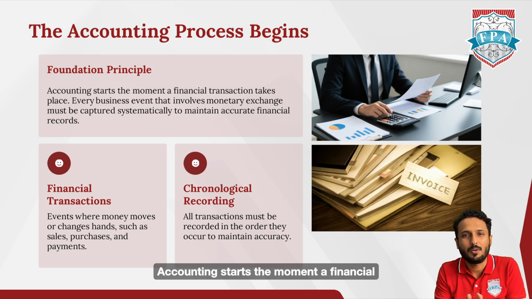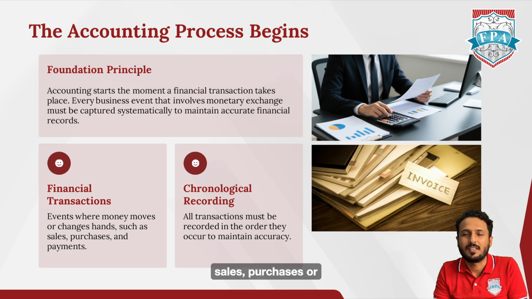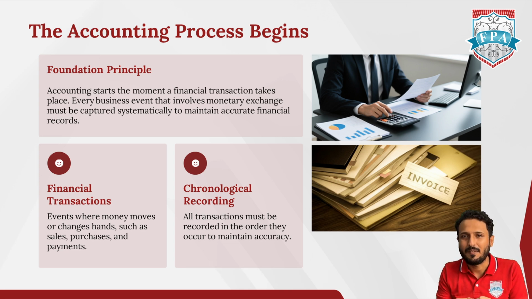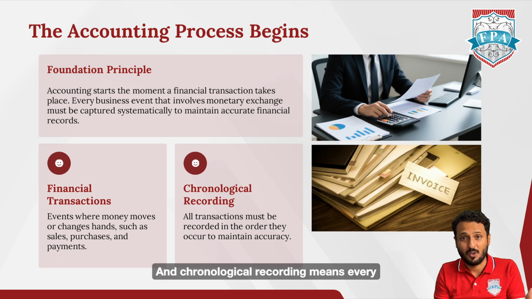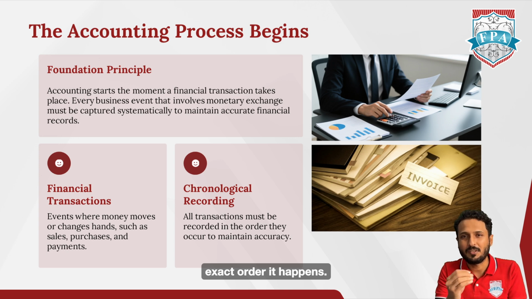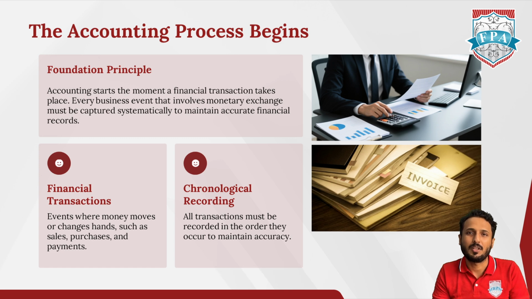Accounting starts the moment a financial transaction takes place. Every event involving money, whether it's sales, purchases, or payments, must be captured systematically. This ensures accuracy and completeness in business records. Let's look at the foundation principles. Financial transactions are events where money moves or changes hands, such as buying goods, paying salaries, or receiving cash. And chronological recording means every transaction should be recorded in the exact order it happens. Together, these two principles maintain the accuracy and flow of financial information in any business.